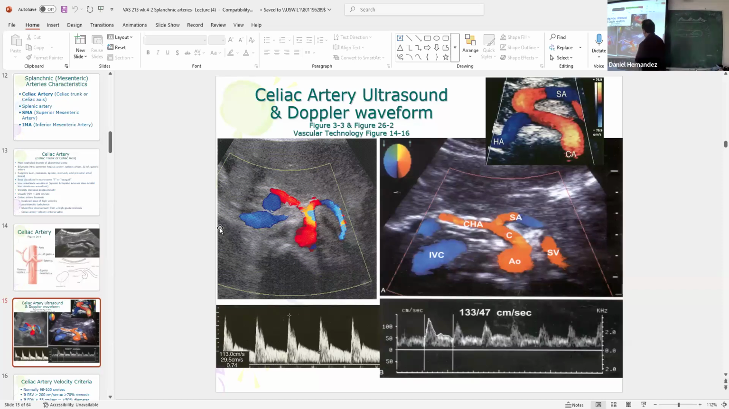Again, not everyone is the same. So, here's one that's a little more tortuous, and then you've got the splenic artery, and you've got a nice big loop, hepatic artery diving down. Nice seagull sign there.